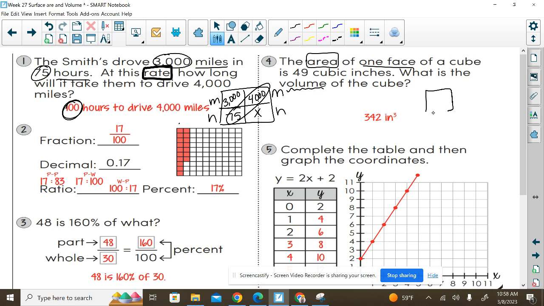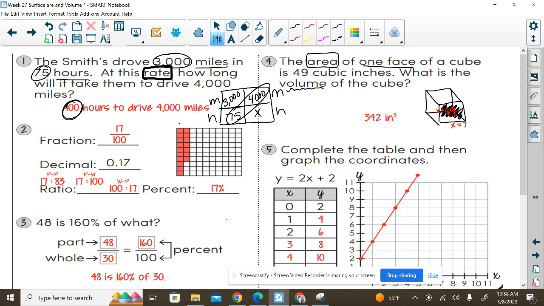So when I have a cube, okay, let's see if I can draw a beautiful little cube for you people. Alright, this right here is a face. Those flat pieces, those flat sides are considered faces. So that is one face. So one face is equivalent to 49 inches. Because it's a cube, we know it's made up of squares. And squares have the same side lengths. So we have to think what times itself will give you 49. That's right, 7. So 7 times 7 gives you 49.